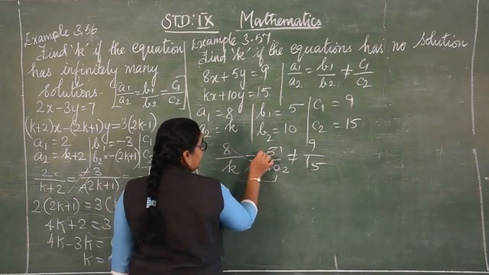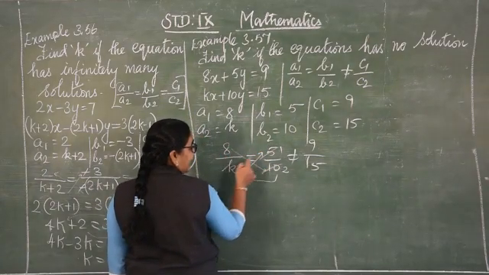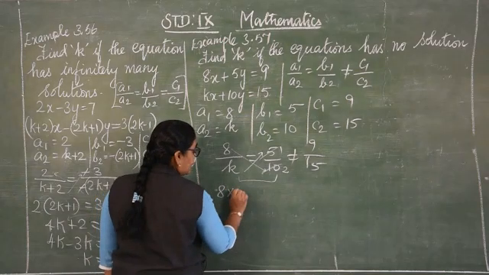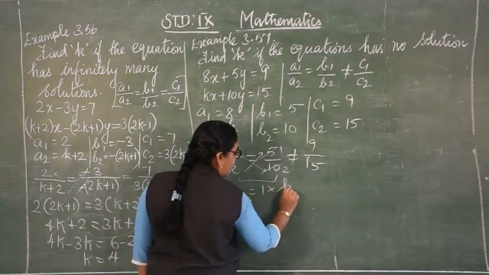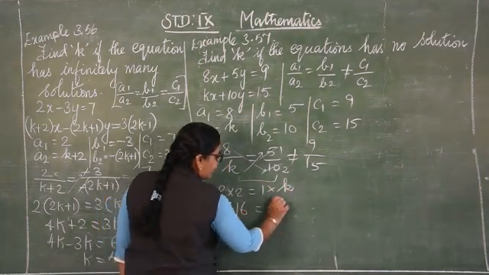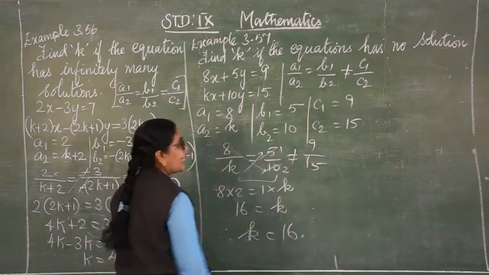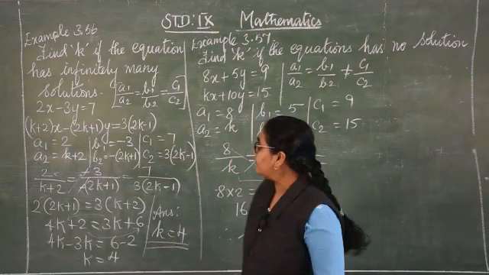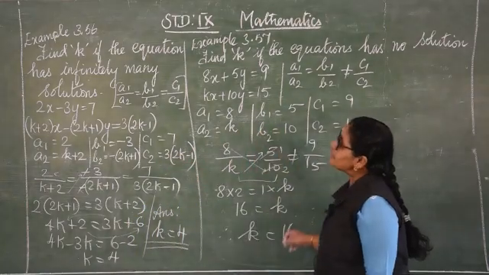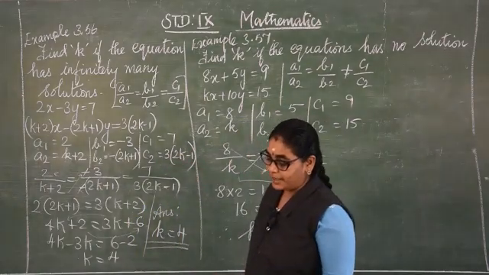Cancellation: this is one time, this is two times. Then cross multiplication like this. This 2 will go up and k will go this side. So 8 into 2 is equal to 1 into k. So 16 is equal to k. Therefore, k is equal to 16. The value of k is equal to 16. That's all. In this way, we can find the value of k.